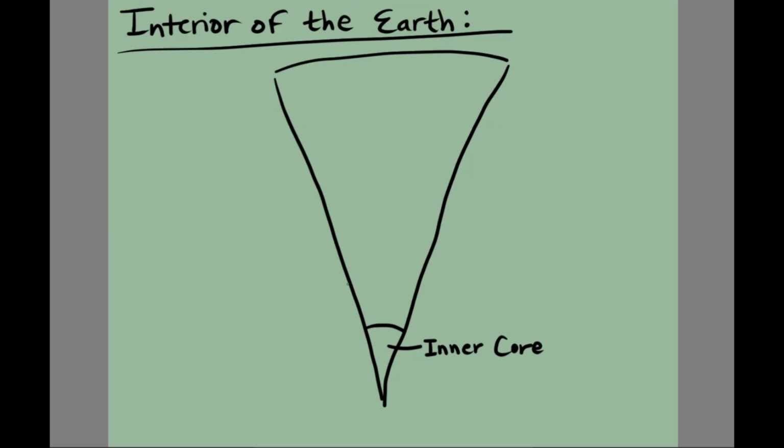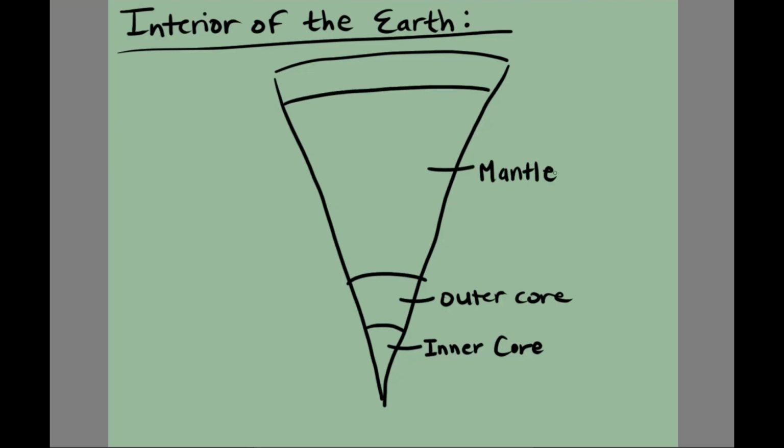Outside the inner core, we have the outer core. And above the outer core, we have our thickest layer of Earth known as the mantle. And above the mantle, we have what we live on, which is the crust. And the crust is split up into the top part, which is a thin layer of rock called our tectonic plates. So we could also refer to this as our lithosphere.